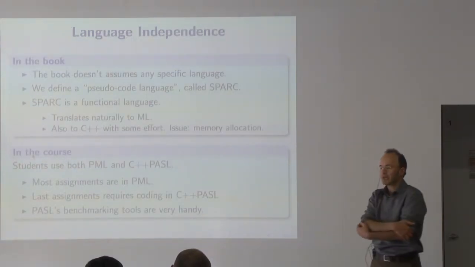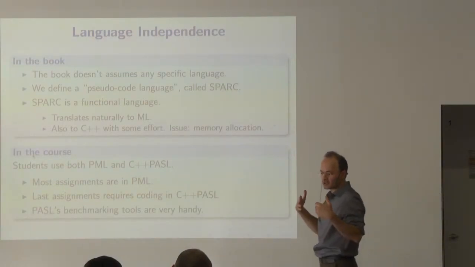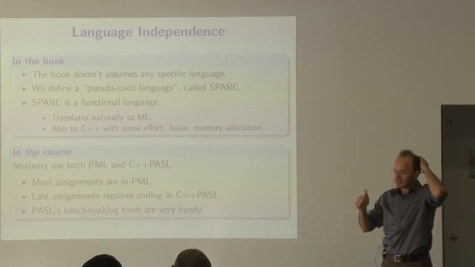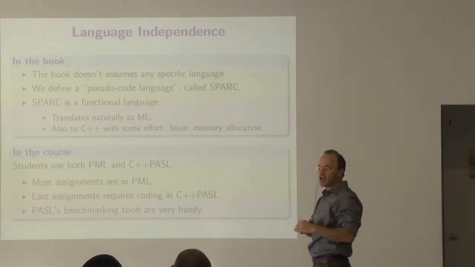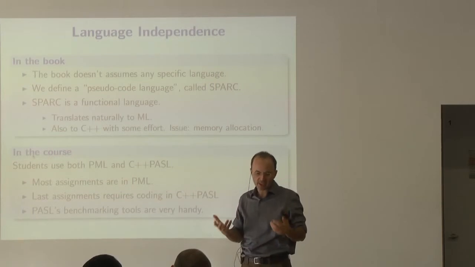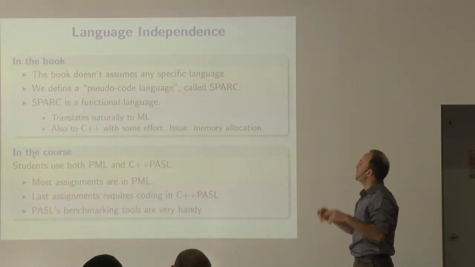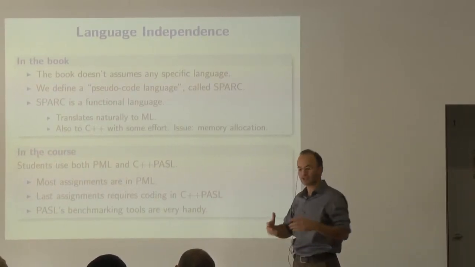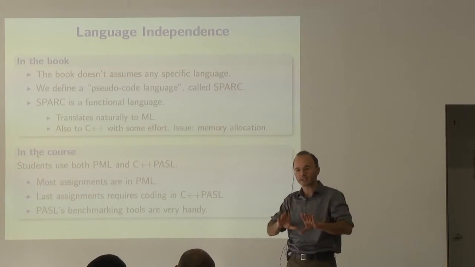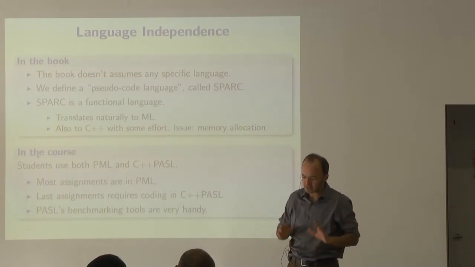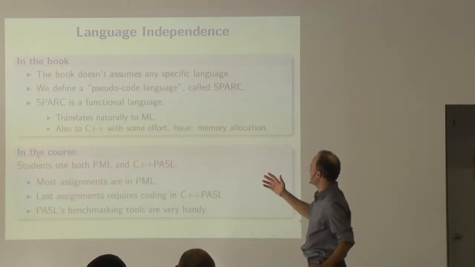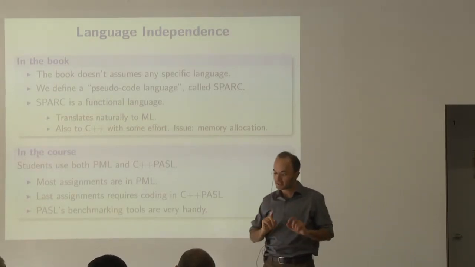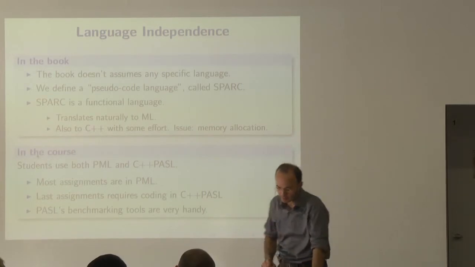Now, one more thing I want to mention is that the book and the material is written without assuming a specific language. This we've decided to pursue pretty rigorously after seeing that language dependence actually creates issues. What I mean by language independence is that we have a pseudocode language that's reasonably formal that we call Spark, and the book uniformly uses this language. The language is mathematical, it's functional, it translates very naturally to ML, but also C++, though with some effort because of the memory allocation problem.